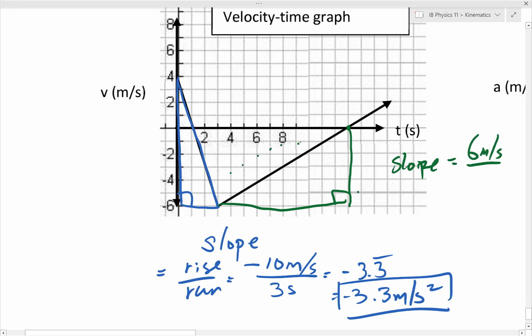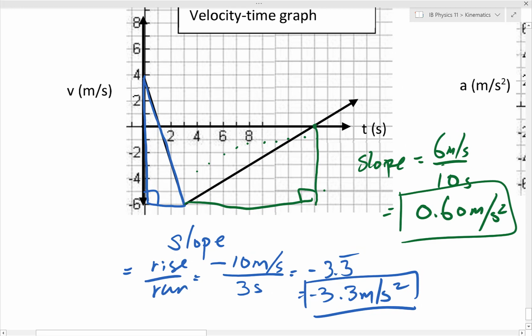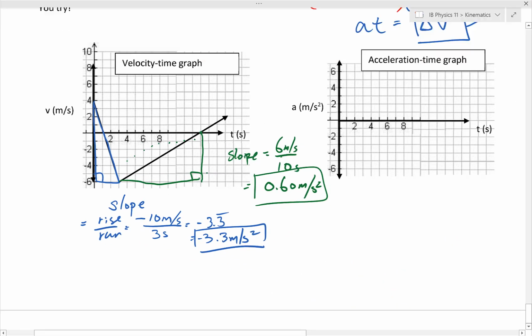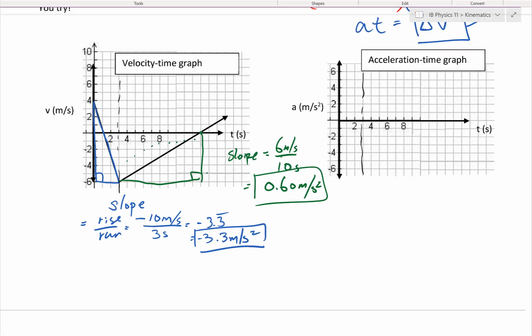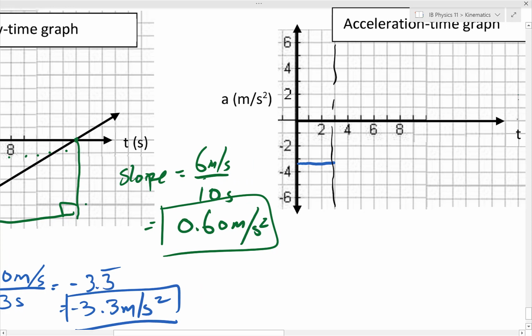Second part, I picked that point at the origin for easy calculation's sake. Now we have a positive slope of 0.6 meters per second squared. Drawing this on the acceleration time graph, I'm breaking it down at the 3-second mark and drawing the negative 3.3 on my graph there, and the 0.6 meters per second squared all the way up to the 16-second mark.